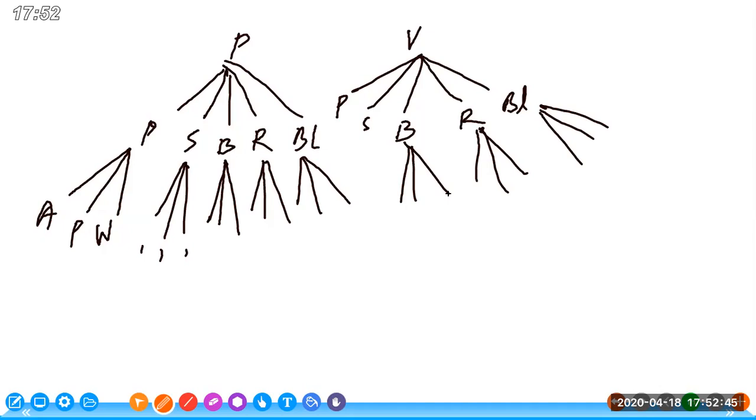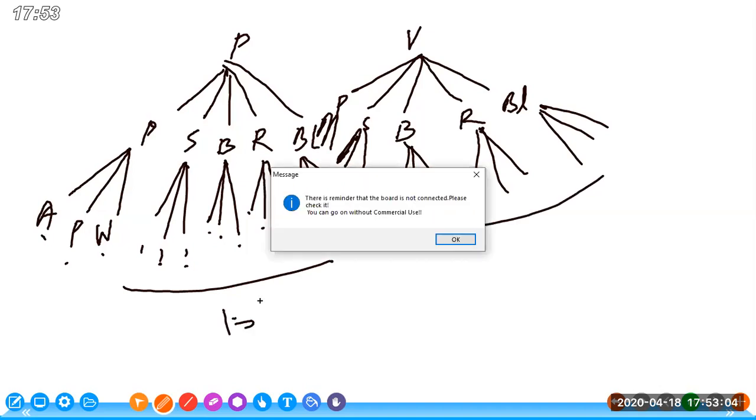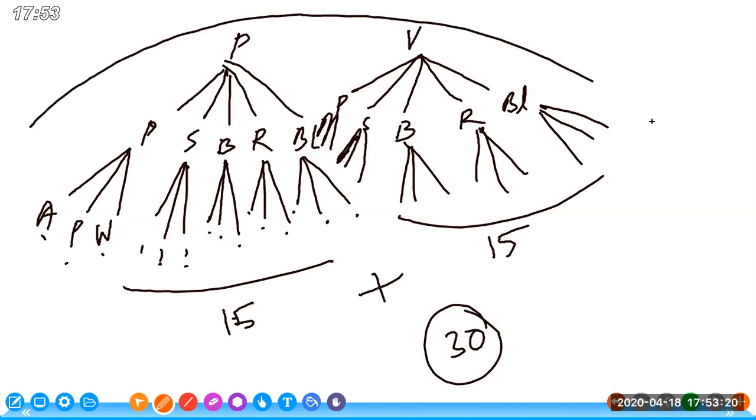But let's see how many possibilities or how many combinations we got here. So 1, 2, 3, 4, 5, 6, 7, 8, 9, 10, 11, 12, 13, 14, 15. 15 for this and 15 for this. So 15 and 15, a total of 30 parfait choices I will have. But this method is very long, time consuming, and complicated.